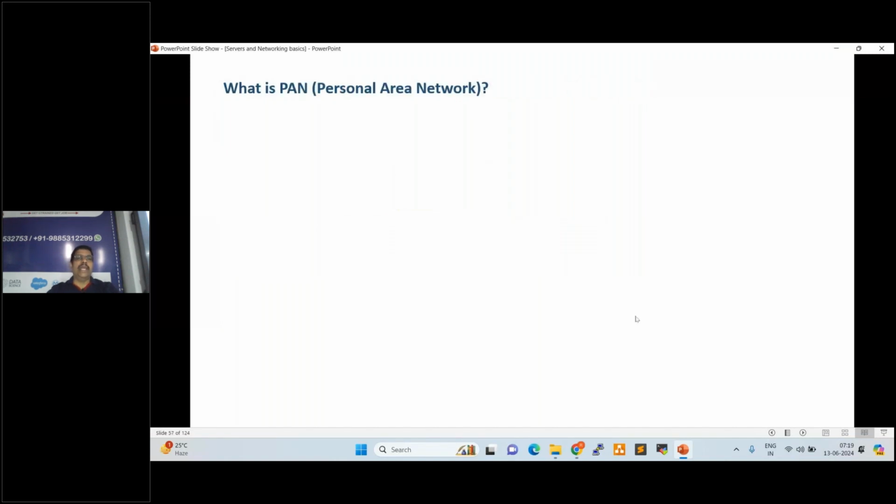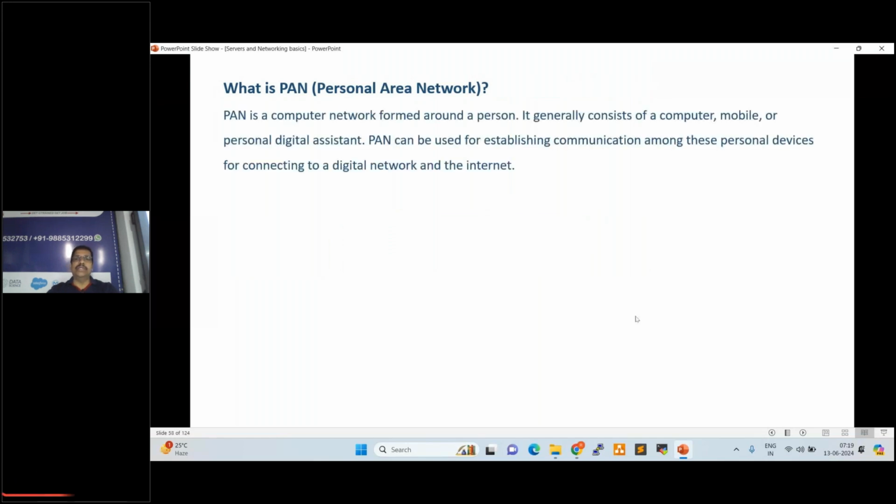So PAN. PAN is a computer network formed around a person. It generally consists of a computer, mobile, and personal digital assistant. PAN can be used for establishing communication among these personal devices, for connecting to a digital network and the internet. So what is PAN?